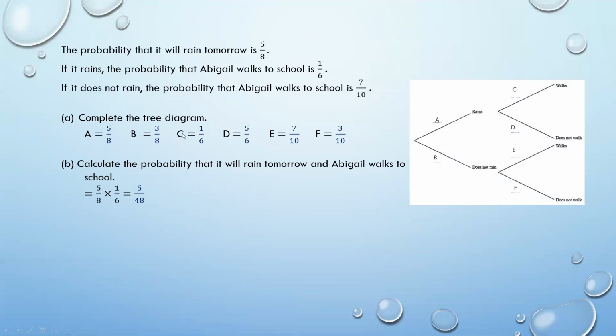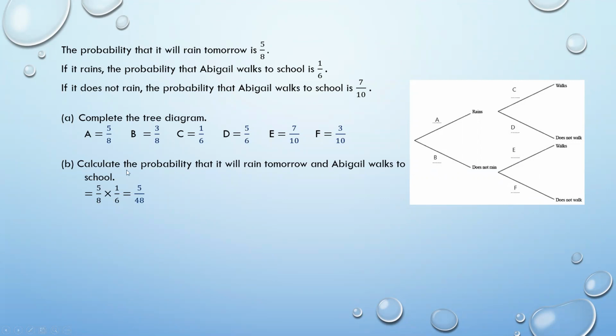Okay. Then C: the question said, if it rains, Abigail walks to school is 1/6. So this is 1/6 here. This must be 5/6. And this one, if it does not rain, Abigail walks to school is 7/10. This is 7/10 here. Then this one will be 3 out of 10. Okay, so this is how I get the answer.